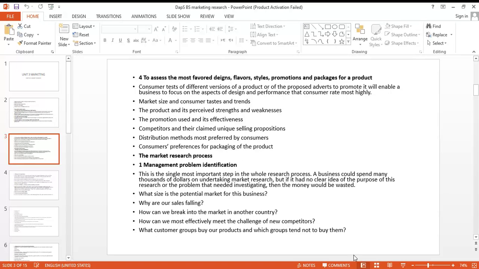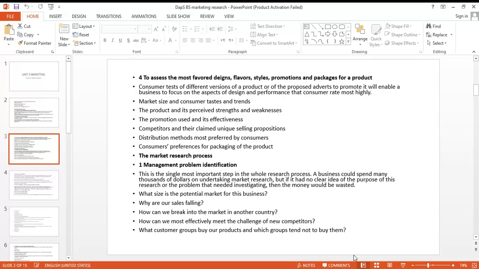So the analysis of this will be that yes, costs will go up, but overall, the long-term evaluation will be that because of all this information that you have as a result of research, you will be able to produce a product which is acceptable and successful in the market. So now let us look at the exact market research process.